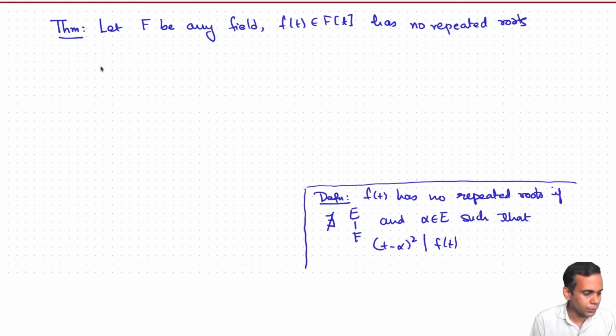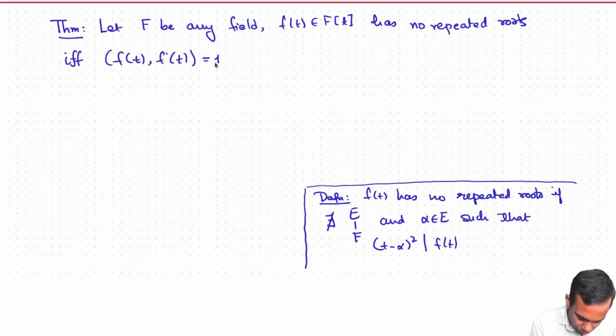So we want to decide whether or not a polynomial has repeated roots. And the answer is actually very simple. f(t) has no repeated roots if and only if the GCD of f(t) and f'(t) is equal to 1. So this is f, maybe I should write it as df(t), I mean the derivative of f.